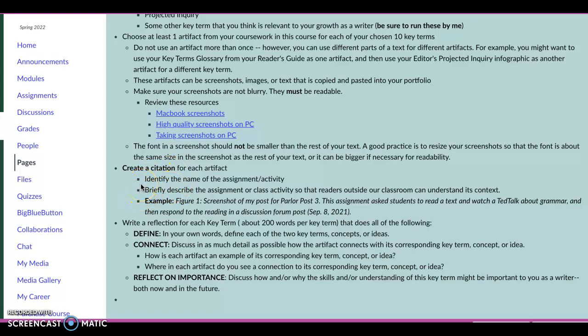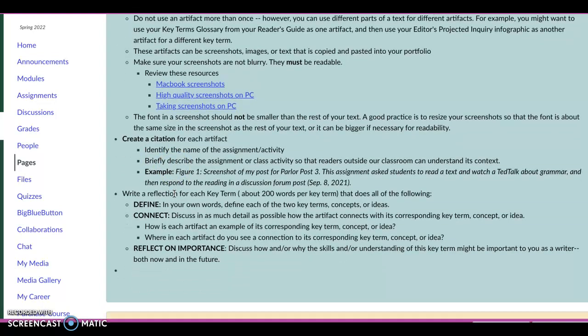So identify the name of the assignment and a brief description so that readers outside our class can understand its context. Also, you want to have a reflection of about 200 words per key term. Okay, so the words in the artifact do not count as part of that word count. But what you're going to do is define the key term in your own words, explain how you see the connection between the artifact and the key term.